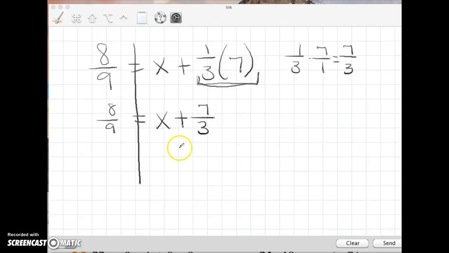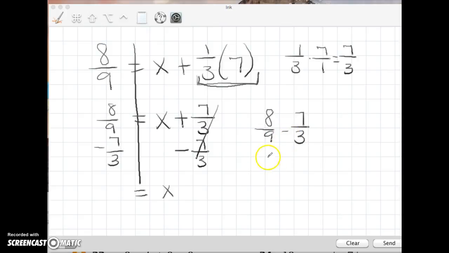So to get that x by itself, since it says plus 7/3, we're going to subtract 7/3. Now on this part, we're subtracting fractions: 8/9 minus 7/3. In order to subtract fractions, you have to have a common denominator. So I'm going to use 9 as my common denominator. That means for 7/3, I need to multiply top and bottom by 3, so you get 21 over 9.